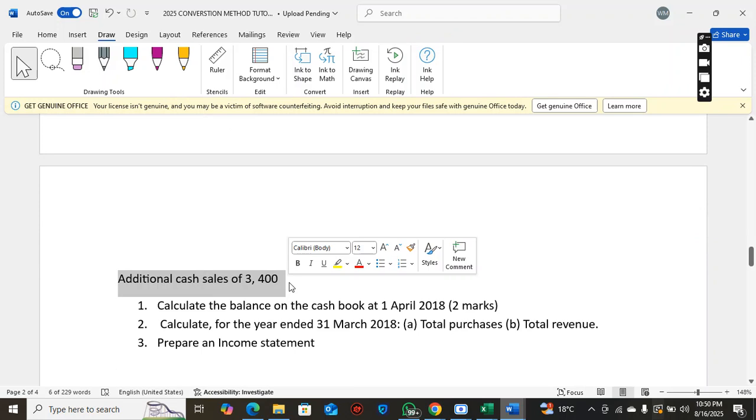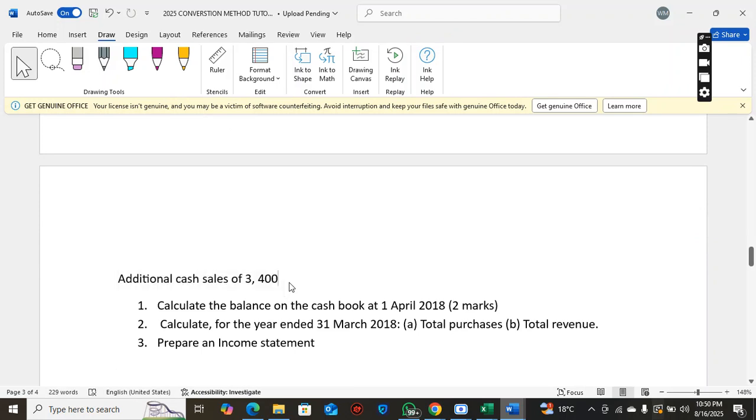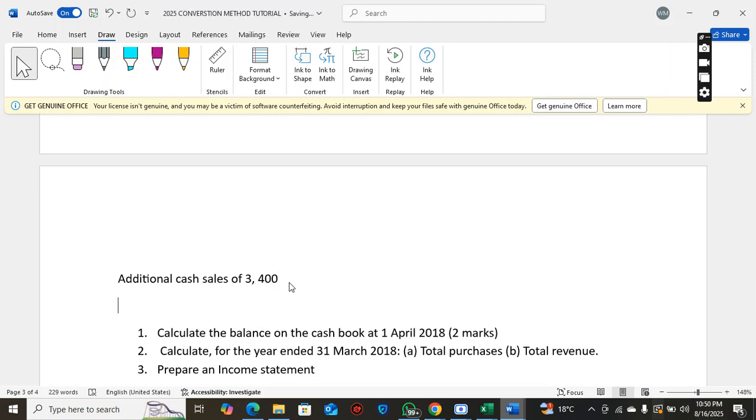Additional cash sales of 3,400. So when we make a cash sale, what is the general entry? When you make a cash sale, what will be your journal entry?